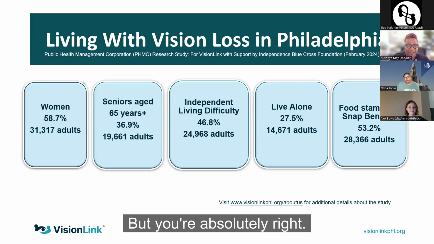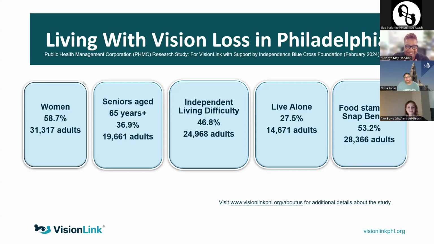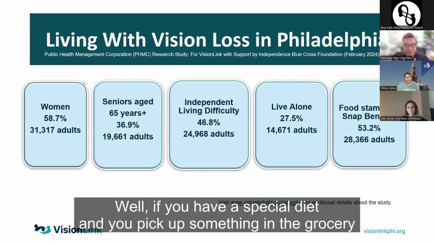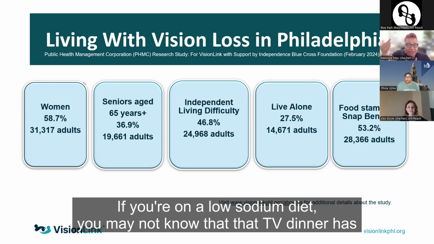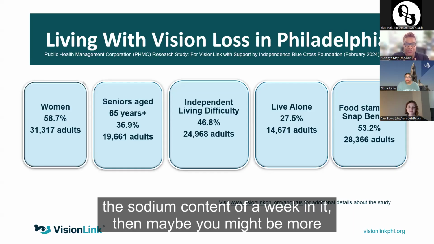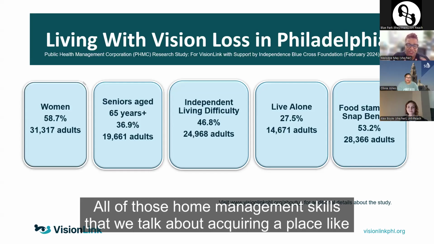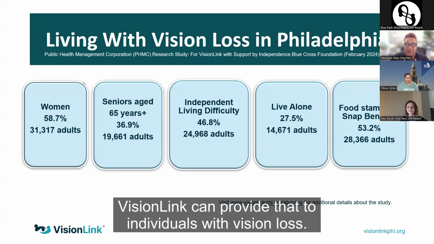But you're absolutely right. All the important things, nutrition facts. We talked about health disparities. Well, if you have a special diet and you pick up something in the grocery store, you're not really sure. If you're on a low sodium diet, you may not know that that TV dinner has the sodium content of a week in it, then you might be more at risk for high blood pressure. So things build upon each other. All of those home management skills that we talk about acquiring, a place like VisionLink can provide that to individuals with vision loss.